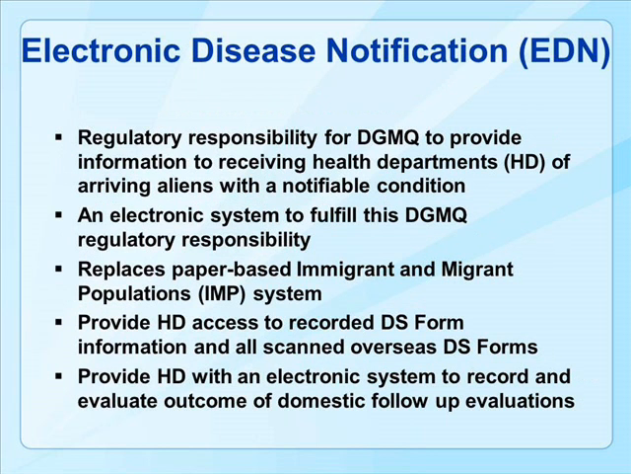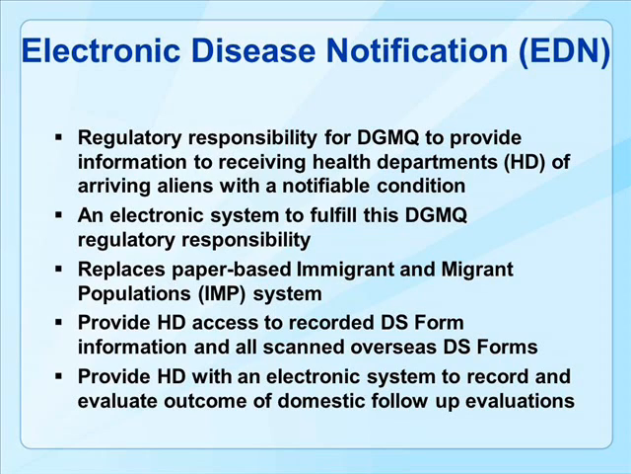So, to change gears slightly, we've mentioned a few times notifications to receiving health departments, and that is done through our electronic disease notification system. And so EDN, as we call it, is created because DGMQ has a regulatory responsibility to provide information to receiving health departments of arriving aliens with a notifiable condition. And so EDN is the electronic system to fulfill this regulatory responsibility.